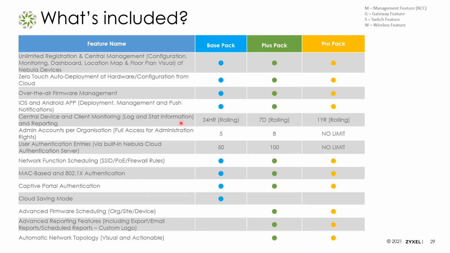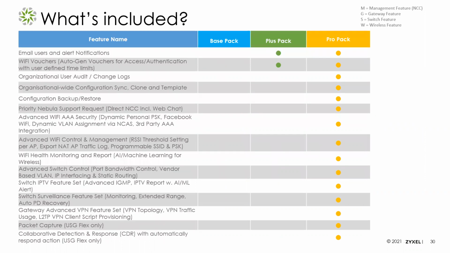We have an automatic network topology view, which shows you all of the devices on the network and what is connected to what. That requires Plus or ProPack. If you want to use what are called Wi-Fi vouchers for a guest network, which is kind of like selling access to get onto the guest network, that does require Plus or ProPack.